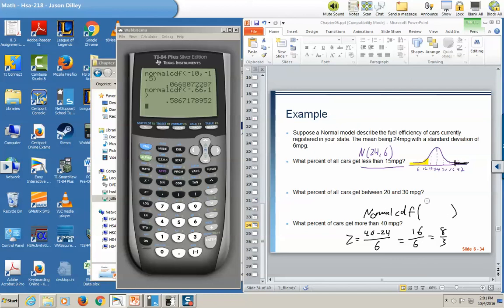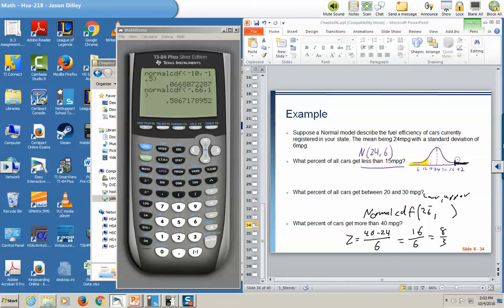And again, I'm doing a lower bound and an upper bound. In this case, I want it to start at 2 2/3. So 2.6 repeating is my lower bound. My upper bound is forever, right? It says get more than 40, so it's all numbers greater than 40. I can't put infinity into this, but I can just put a very large number.